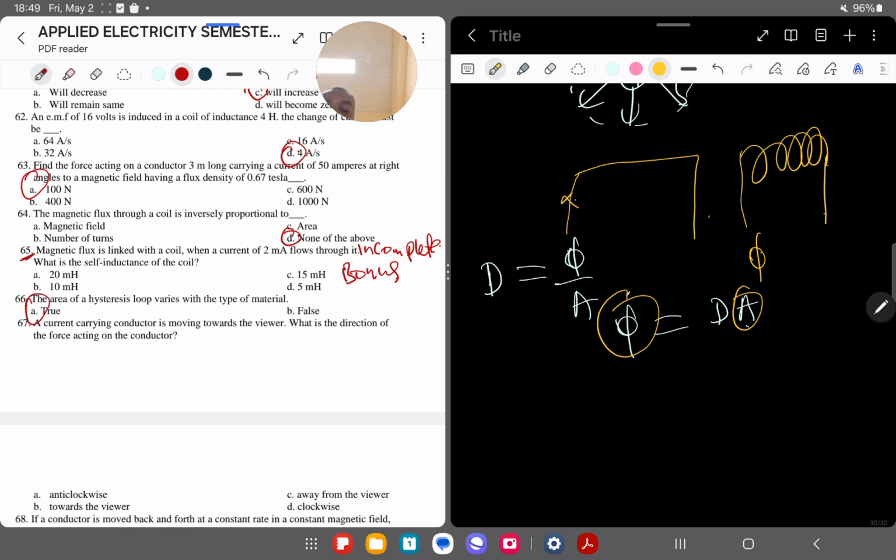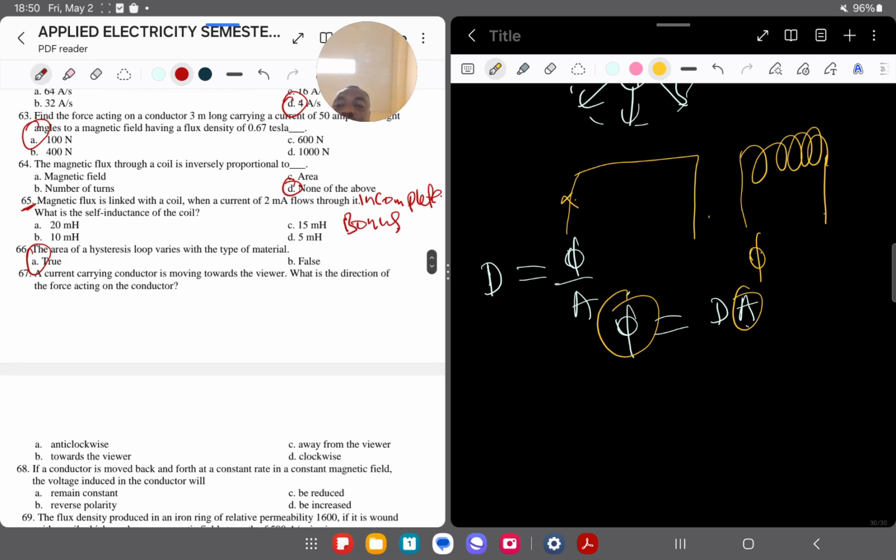So different materials are going to have different hysteresis loops. Question 67: a current carrying conductor is moving toward the viewer. What is the direction of the force acting on the conductor?